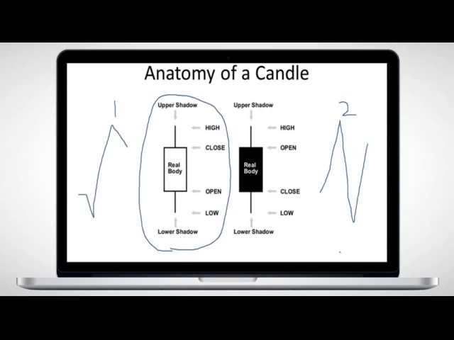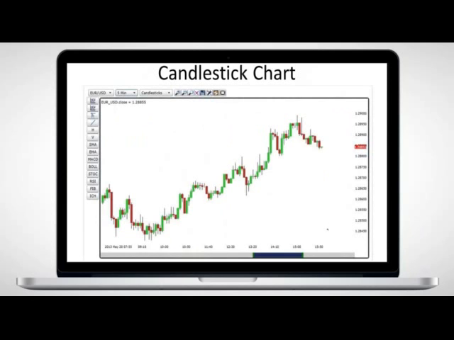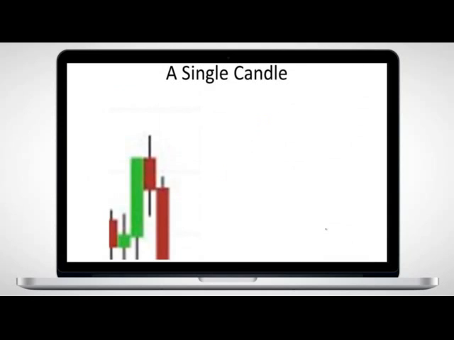Now let's go back to our 5-minute candlestick chart. On this chart, I want to point out a few candles that really demonstrate some of these ideas. So let's zoom in on this candle here. You can see that it's a red candle, which means that the close was lower than the open. Here we are zoomed in on that one candle.